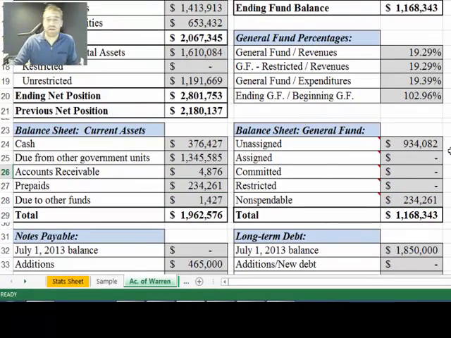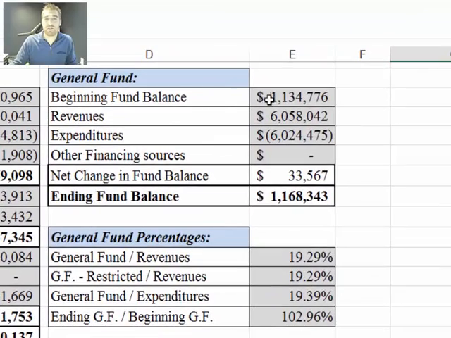So that's that. Moving back up here, this shows the beginning fund balance, the revenues, expenditures, net change in fund balance, and then the ending fund balance. That's just a quick overview of what happened during the current year. And then below that we just have some calculations. The ending general fund is divided by the revenues, and then that's put in percentage form.